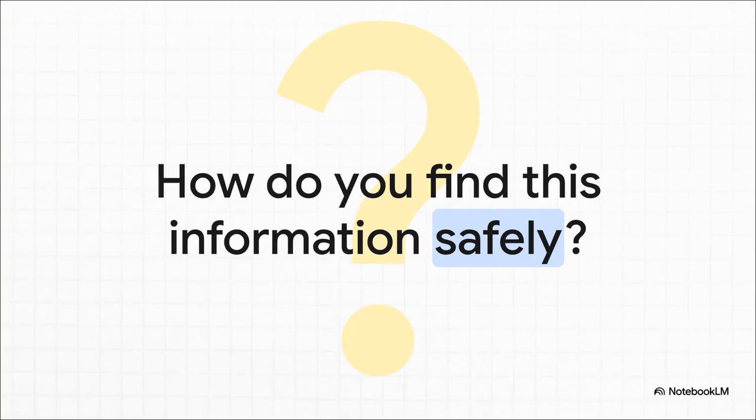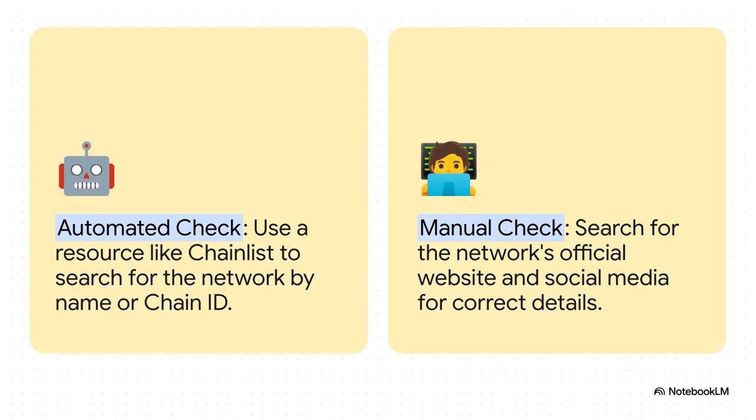So the big question is, where do you find this information safely? I mean, you definitely don't want to trust some random comment you see on Twitter, right? Let's go over the two best, most reliable ways to get the right details. You've got two great choices here. The easy, kind of automated way is to use a trusted site like Chainlist. They basically collect all this data for you. The other way, which is my personal go-to, is to go straight to the source. Find the project's official website or their verified social media. They will always have the correct information published right there.